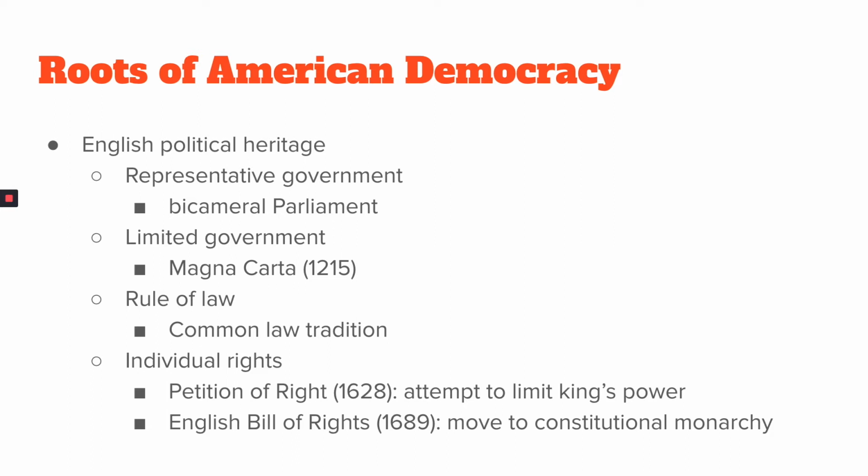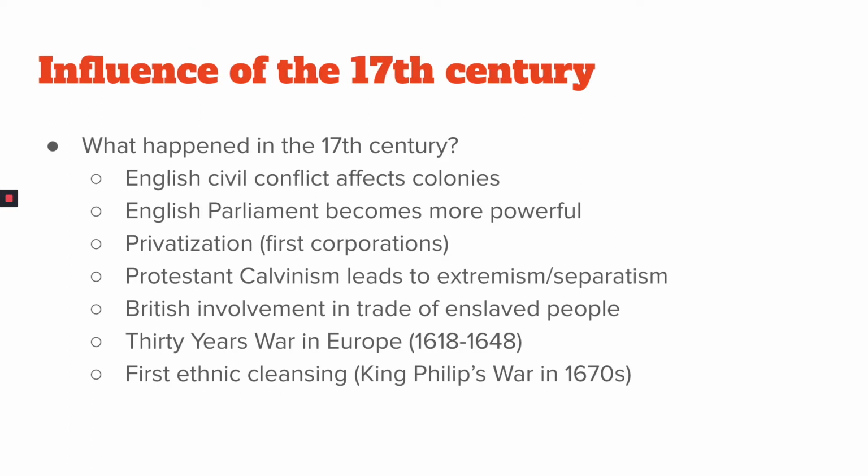in English history. And so the 17th century, meaning the 1600s, is a very important time in the development of the American political system for several reasons. First of all, English civil conflict is going to directly affect the colonies. The English Parliament's battles with the monarchy will eventually lead to the Parliament becoming more powerful. We have the first privatization with the first corporations through colonialism. Protestant Calvinism will lead to extremism and separatism, which will then lead to Puritans migrating to the American colonies.